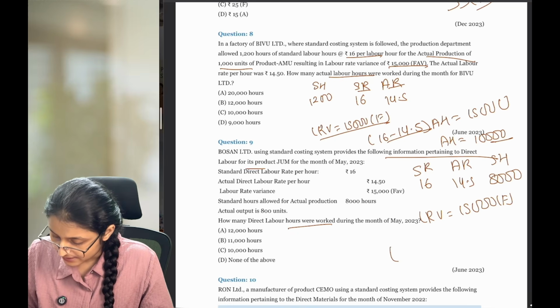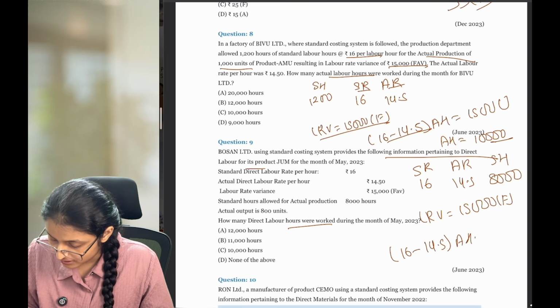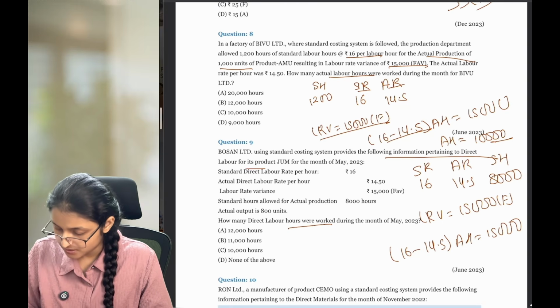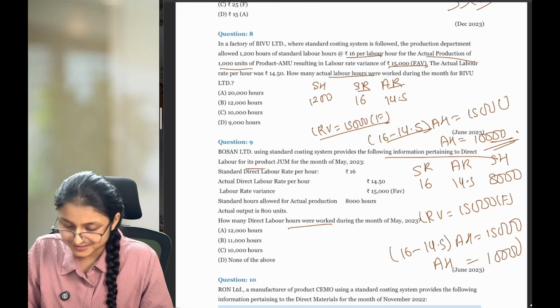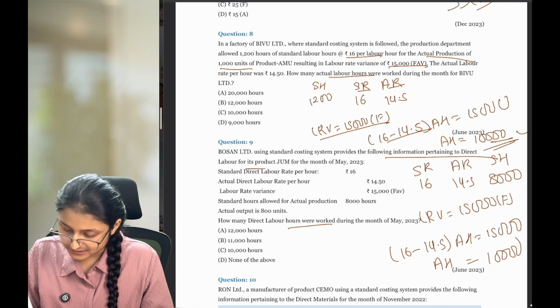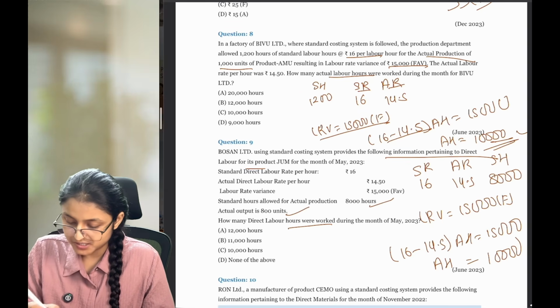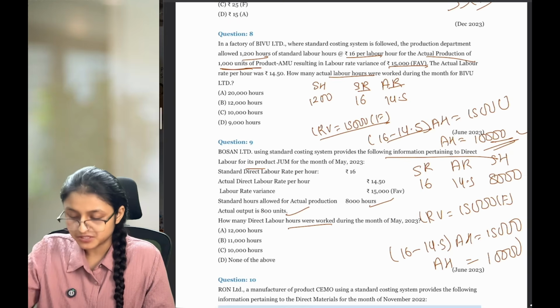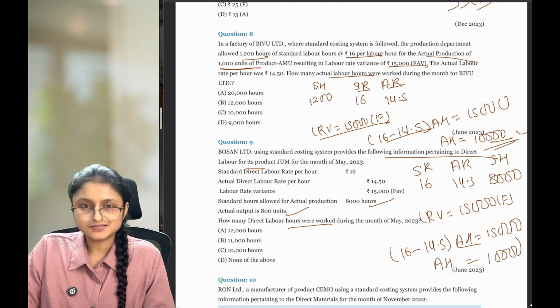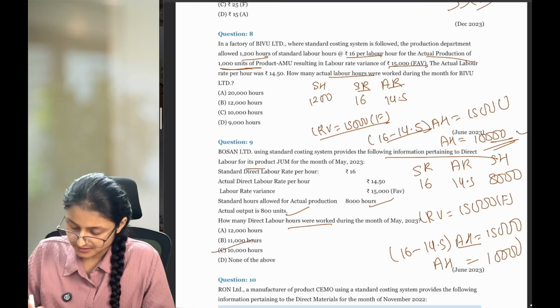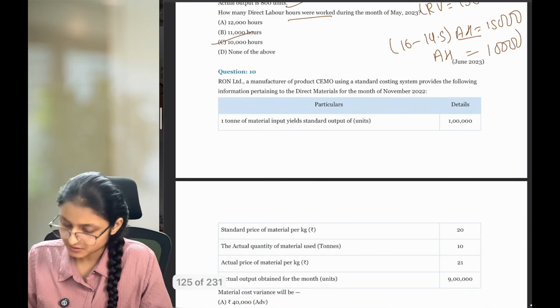So for this, I'll take my standard rate, which is 16, minus actual rate of 14.5, into actual hours, is equal to 15,000. So actual hours is what? Again, I'm getting the exact same value as I got in the previous question. Even if the standard hours and actual output are different as compared to the previous question, for calculating actual hours I don't need standard hours and actual output. Hence, this is the correct answer. 10,000 hours is the correct answer here also.